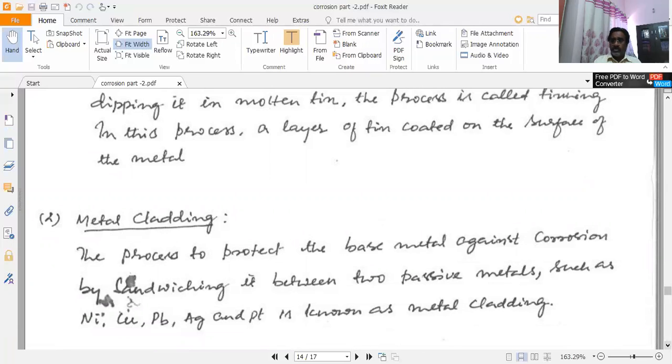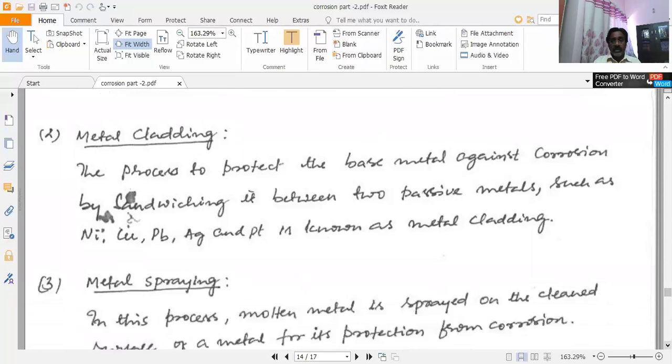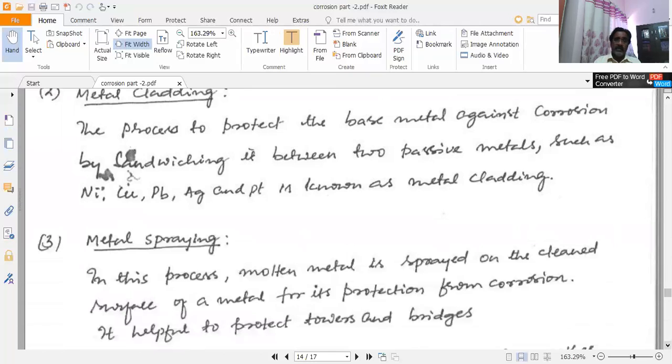The process to protect the base metal against corrosion by sandwiching the base metal between two passive metals such as nickel, copper, lead, silver is known as metal cladding. It is very simple. Here the base metal is sandwiched between the two passive metals, thereby the corrosion is prevented.